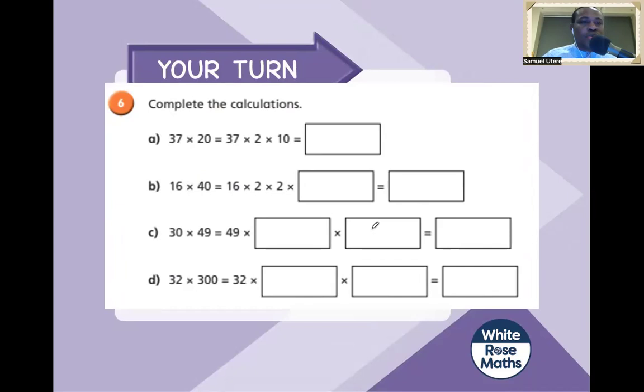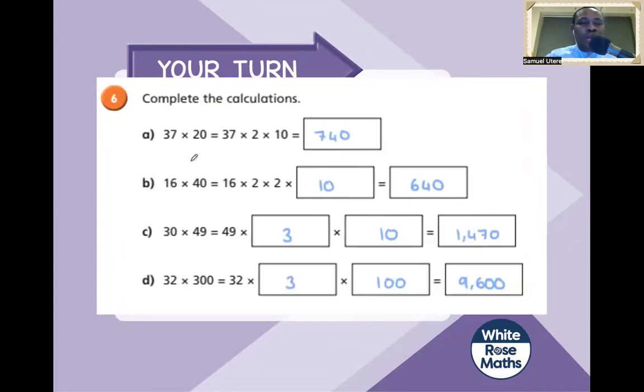Assuming you've paused the video and you've answered question 6, here are the answers. Let's discuss them. So for question 6, you can see that this is equivalent. 2 times 10 is equivalent to 20. So 2 times 10 is 20. So this calculation has been simplified to 37 times 2 times 10. And the same has happened for all the other calculations. So you can see how factors can help us simplify calculations.